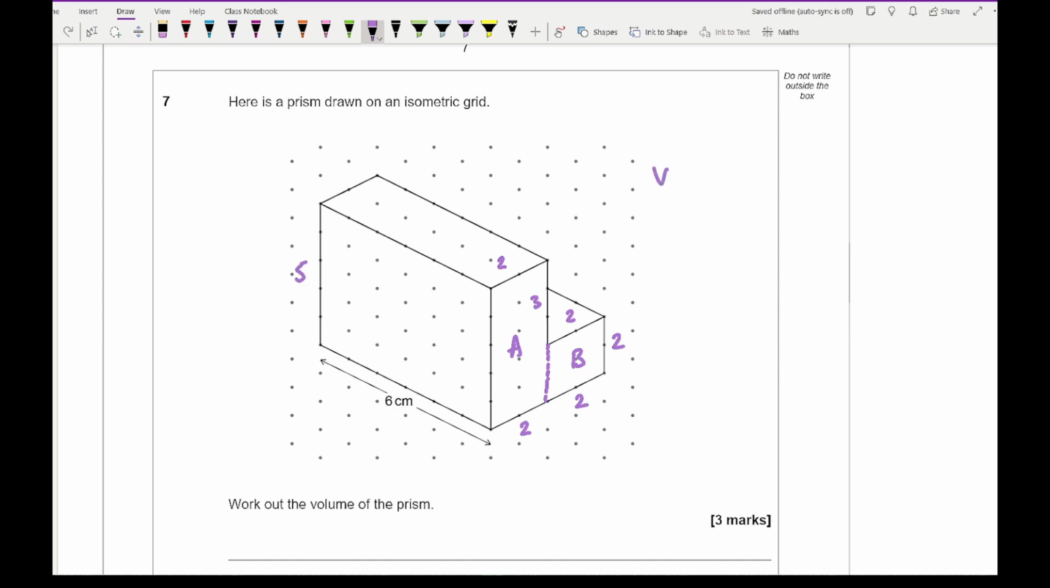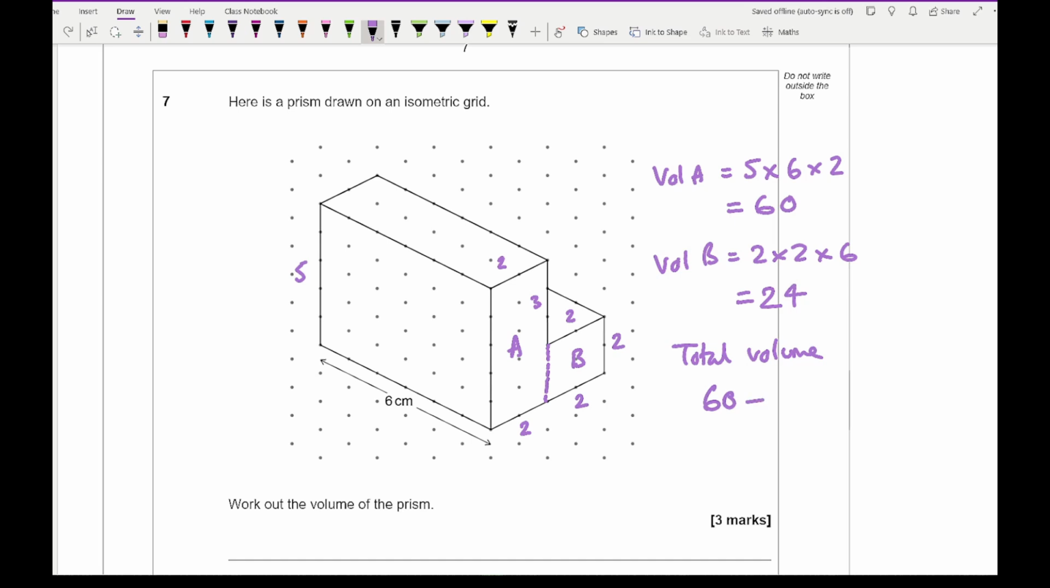So working out the volume of A, well, that's going to be 5 times 6 times the depth, which is 2, and that's going to give me an answer of 60. And the volume of B, well, that's going to be 2 times 2 times 6, which gives me an answer of 24. So then the total volume is going to be 60 plus 24, which is 84 square centimetres.